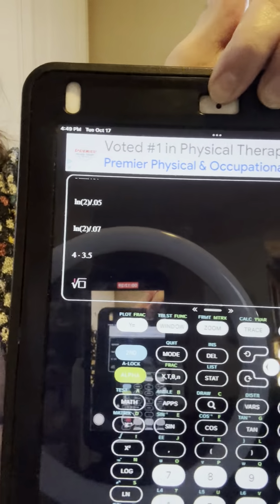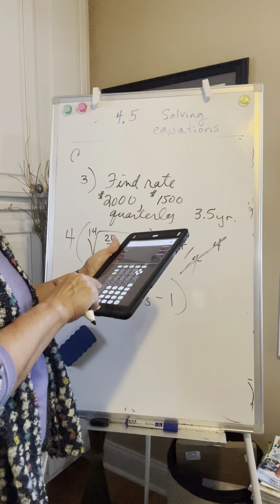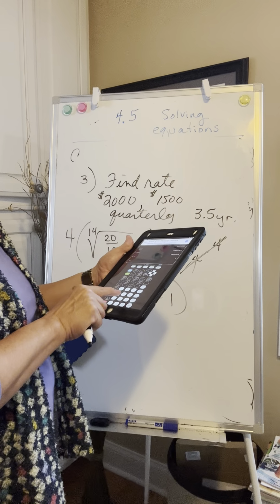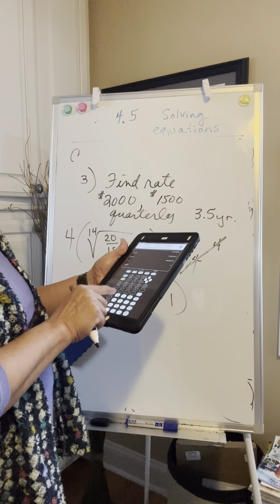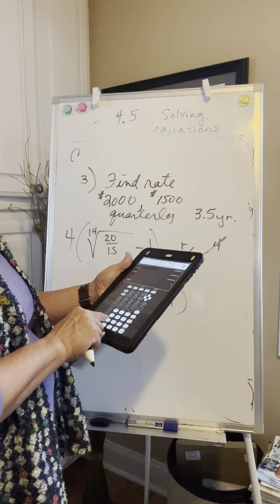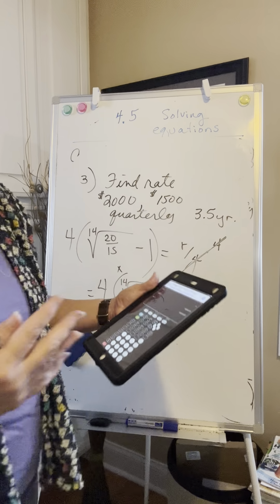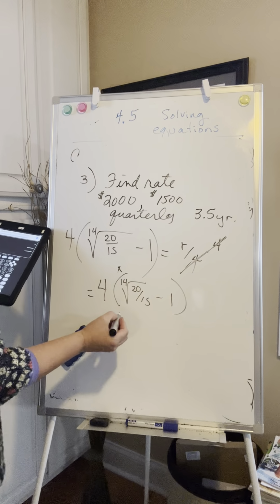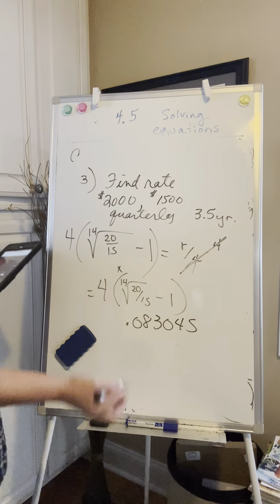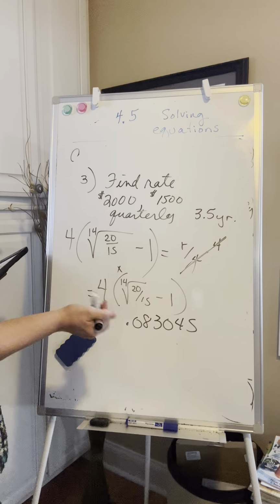And then it brings up a box. I'm going to put 14 in the V and then the 20/15. So I type that 14 in the V. Then I touch into that box and do 20 over 15. You'll all be doing the same. And then minus 1. And then I'm going to times all that by 4. I would have typed the 4 in first, but I forgot. So I got 0.083045-ish.